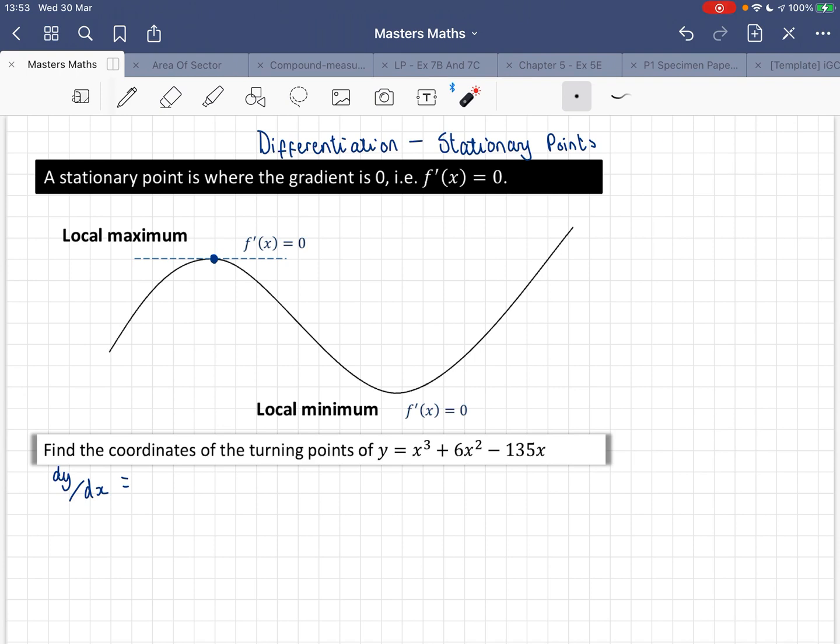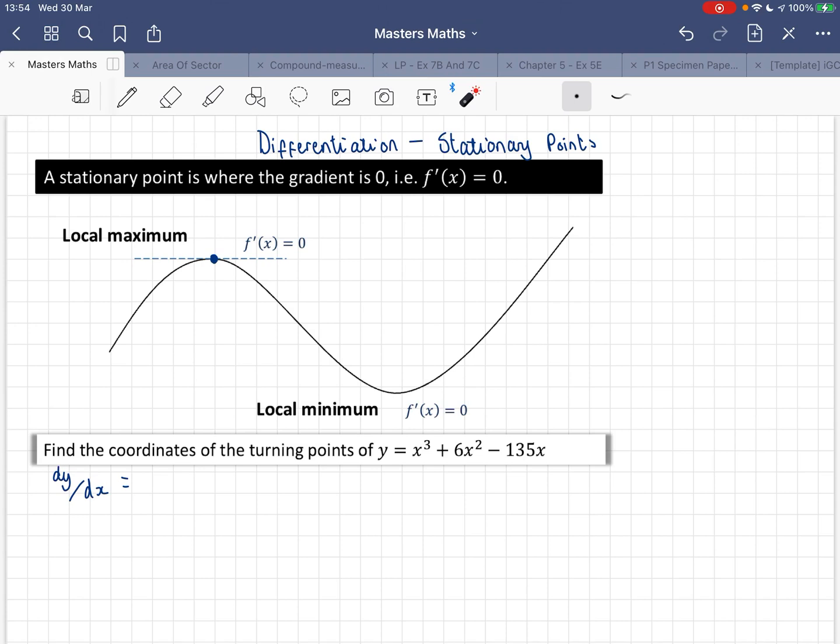You can use whichever, but it makes sense to keep it in the same form that they've given it to you in the question. So if they give you it in terms of y, we do dy by dx. If they give you it in terms of f of x, if they give you it in function notation, then we use f dash of x to show that we've differentiated. But they mean the same thing. I'm not doing anything different.